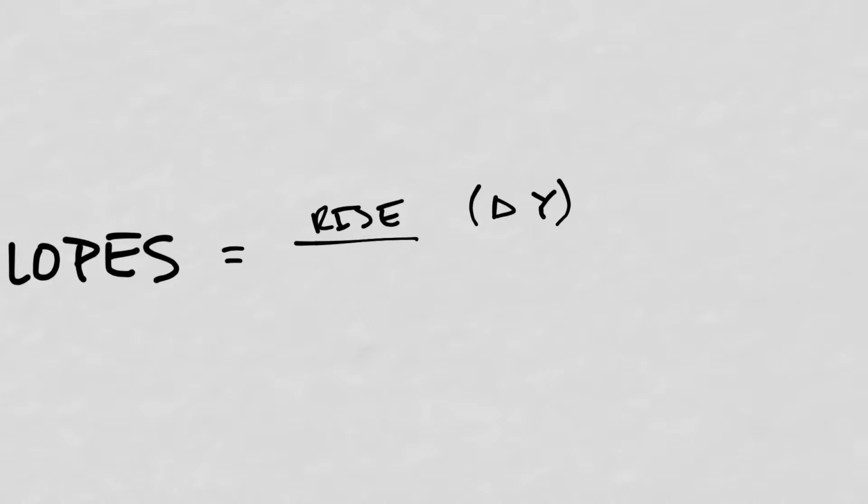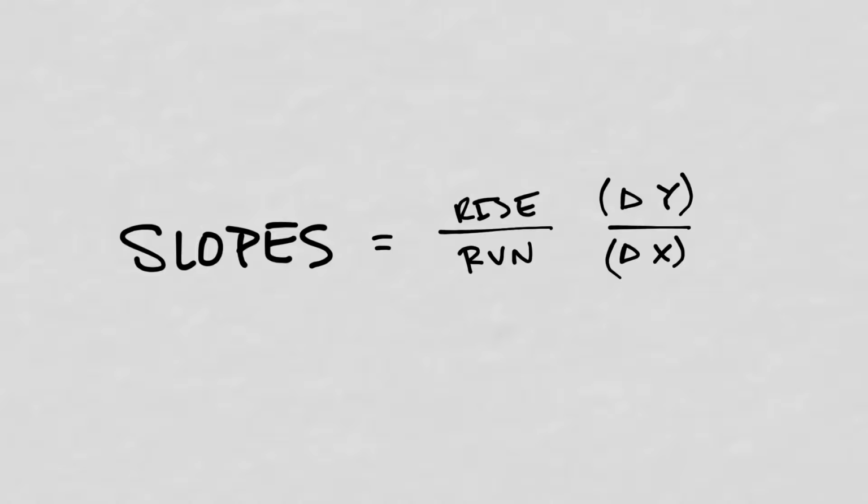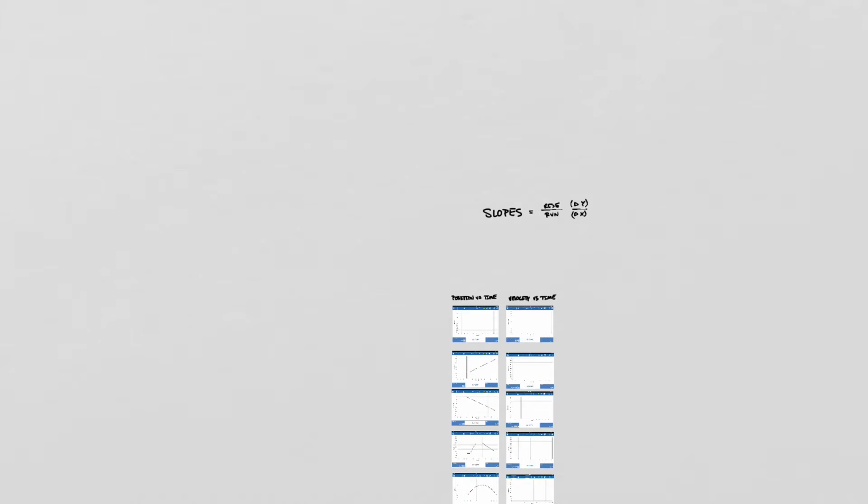Okay, so the slope. The slope of a line can be calculated. It's equal to the rise of the line, so how much it goes up. So this is the change, delta means the change in y, over the run, or the change in x. So we're going to be calculating slopes of position versus time graphs and using them to create velocity versus time graphs. So we'll start with something really easy.